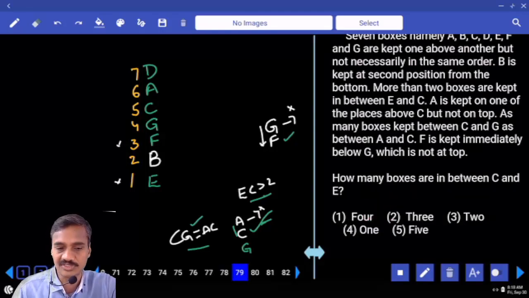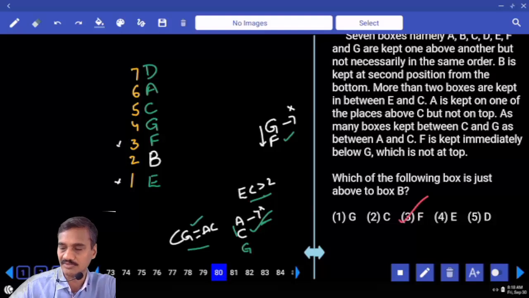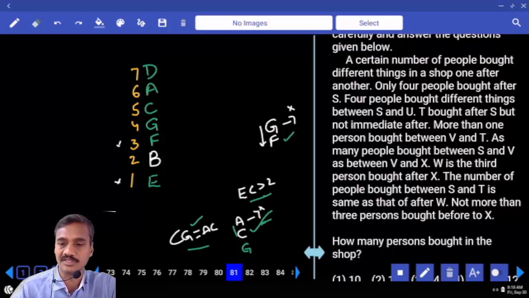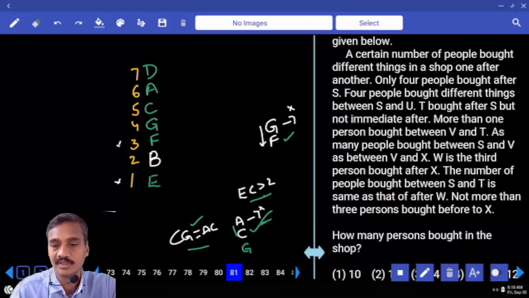78. And how many boxes are in between C and E? In between C and E there are exactly 3 boxes, choice 2, 79. And which of the following boxes is just above B? Just above B, that is F, choice 3, question number 80. Done with this? The next one, 81 onwards. Now 81 to 85. A certain number of people bought different things in a shop one after the other. Now as of now, no question has been left.